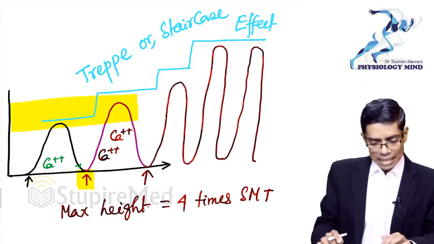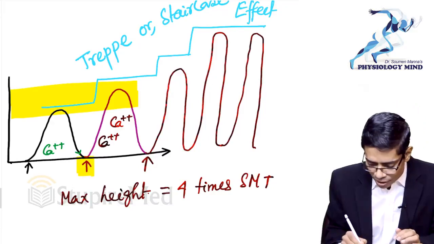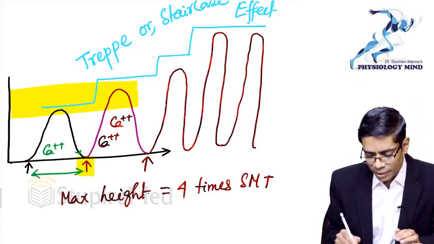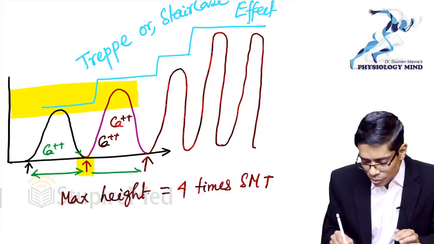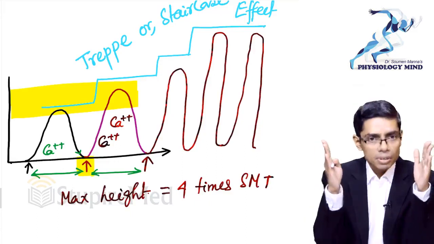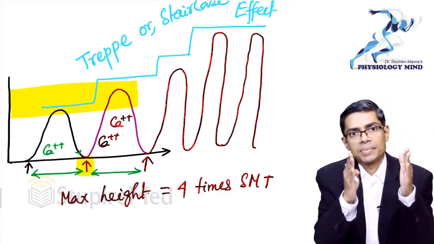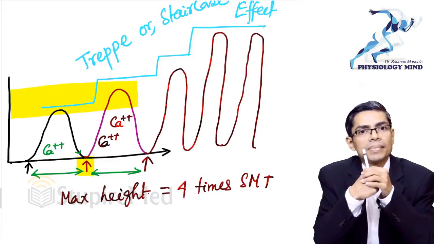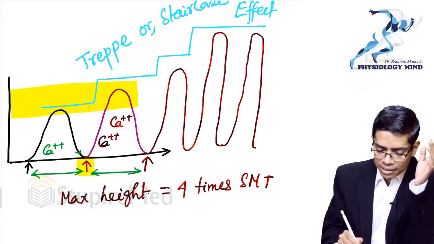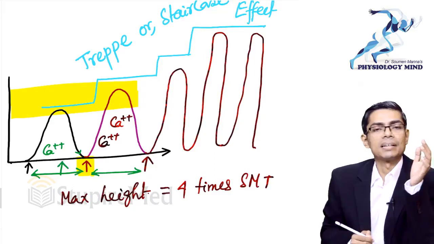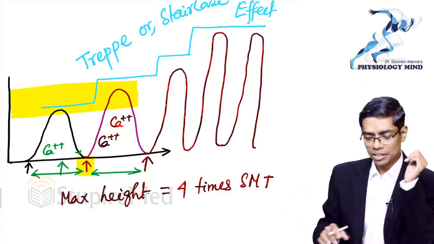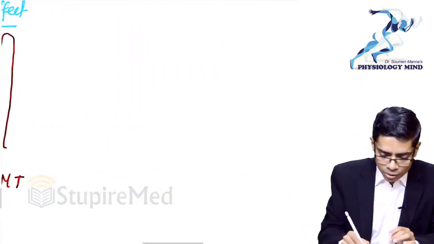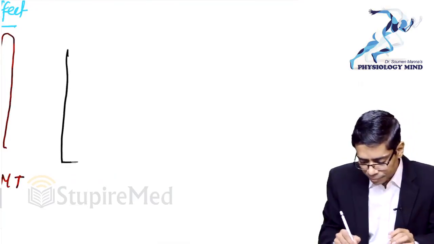Now, if the interval between these two stimuli is less than this, what will happen? That means I am saying if the second stimulus is falling within this area rather than at the end of complete relaxation, what will happen? Let's see. So the third graph is coming.